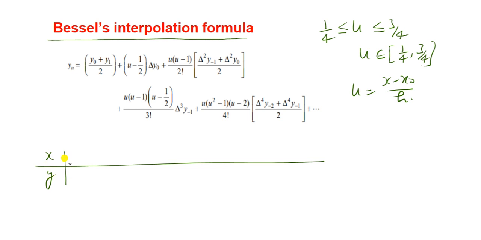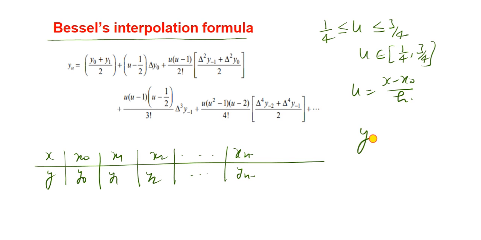of the form x naught, x1, x2 to xn, and the y values corresponding to x arguments are denoted by y0, y1, y2 to yn, and we want to compute the value of y at any value x equal to xi, which lies at the center of the given tabulated data.